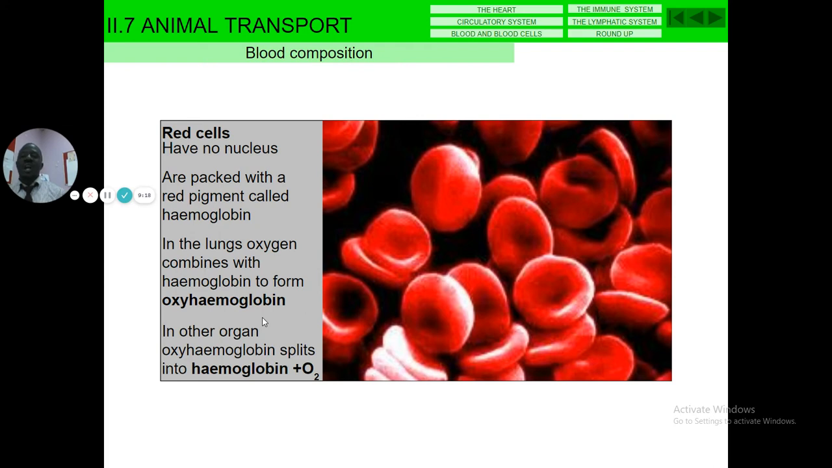So in other organs, oxyhemoglobin splits into hemoglobin and oxygen. The oxygen diffuses into the body tissues, moving across tissues by simple diffusion into the mitochondrion, where aerobic respiration takes place.